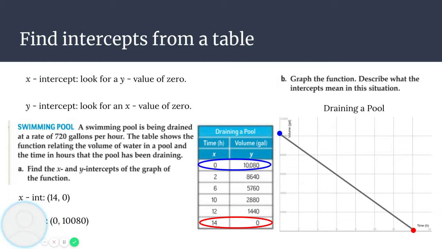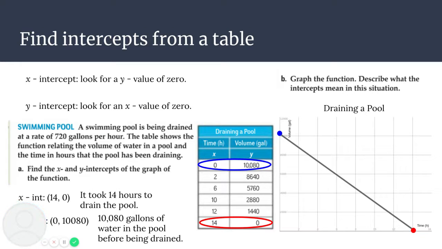Now, the situation that is happening is that we have a swimming pool that we're trying to drain, and it's draining at a rate of 720 gallons per hour. So next thing we need to do is describe these intercepts. So the x-intercept of 14, comma, 0 and the y-intercept of 0, comma, 10,080, they represent something and they mean something. They're not just a group of numbers. If I had to explain it, I'm going to start with the y-intercept, meaning that before they even start draining, the pool contains 10,080 gallons of water. How long did that take? Well, it took 14 hours to drain that pool. That's what the x-intercept represents.